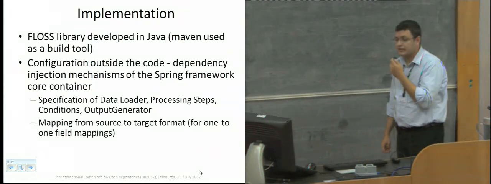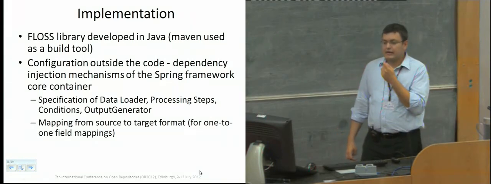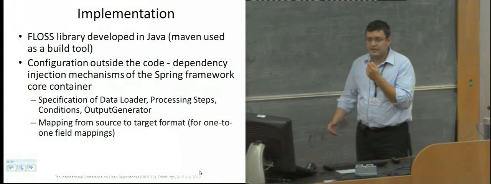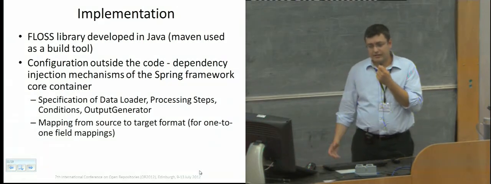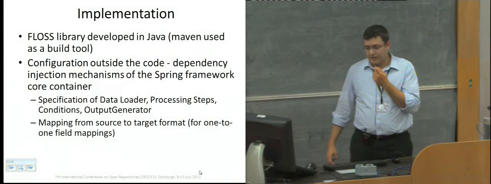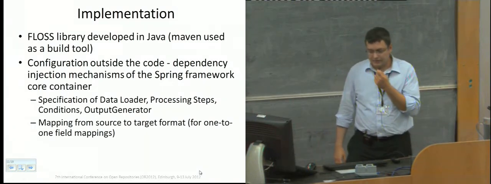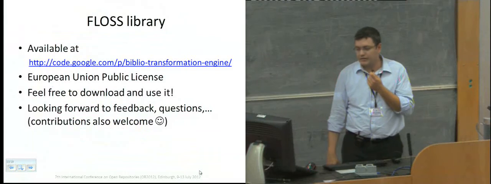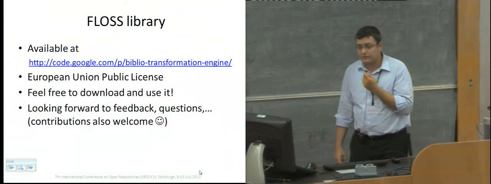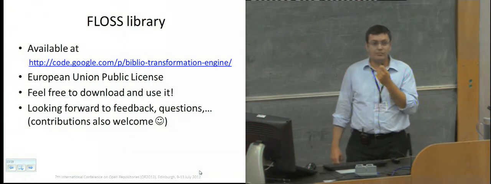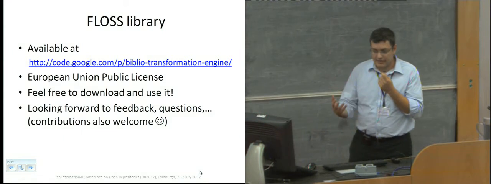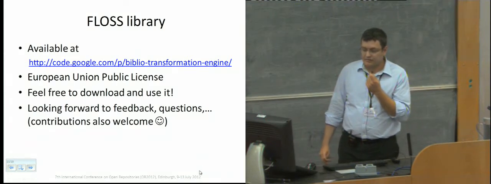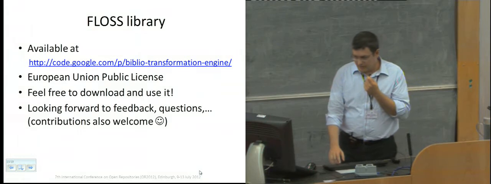Now, let's see a little bit the implementation. It's a free libre open source library developed in Java. It's very easy to compile it, test it, and integrate in other systems. It's a Maven-based application, so it's very easy to incorporate it also in other applications without too much pain. It's available at Google Code. It's released under a European Union Public License, which is a very common license enabling third parties to do many things with the code. It's quite non-restrictive.